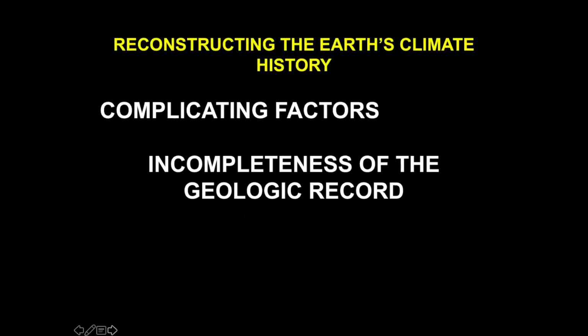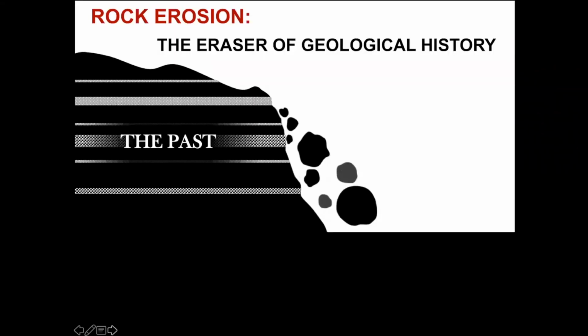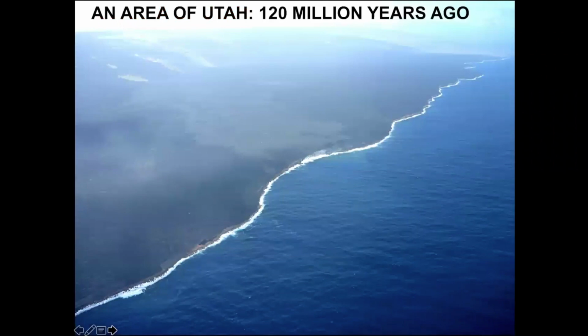So complicating factors, probably one of the biggest ones when you go to ancient climate, is the incompleteness of the geologic record. Erosion is the eraser of geologic history. If you were to fly over part of Utah 120 million years ago, you would have seen a shoreline, a coast, a seacoast. And in those forests off to the left, there would be lots of dinosaurs and a shoreline that advanced and retreated.